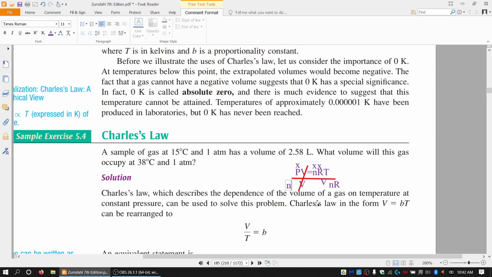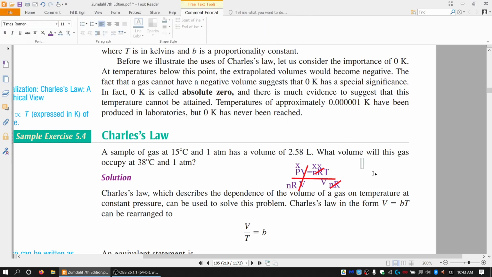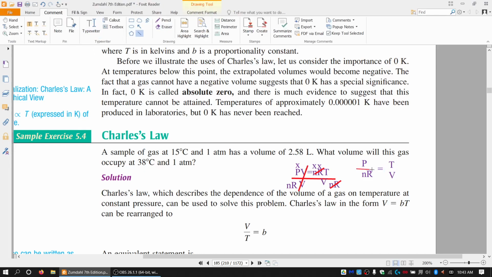I'm going to put N and R on the other side as well. And so on the right side I get N and R crossing off. And so what I ultimately get is P divided by N R is equal to P over V. And so what I've done is I've taken things that are constant and I grouped them together, and then I took things that are changing, the temperature and the volume, and I grouped them together on one side.